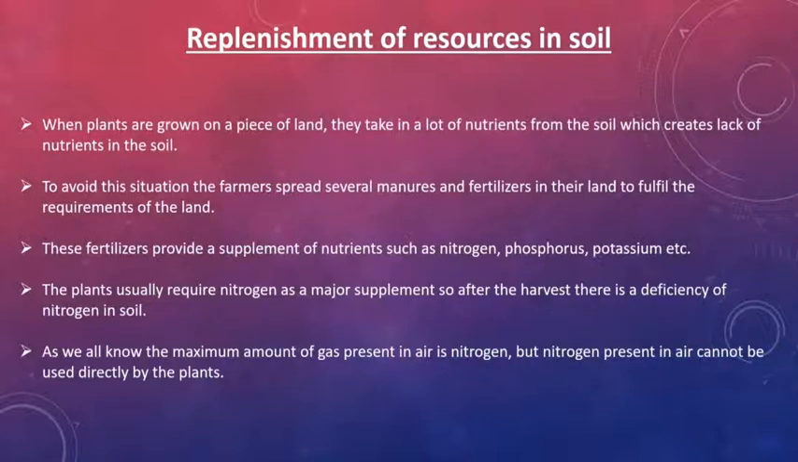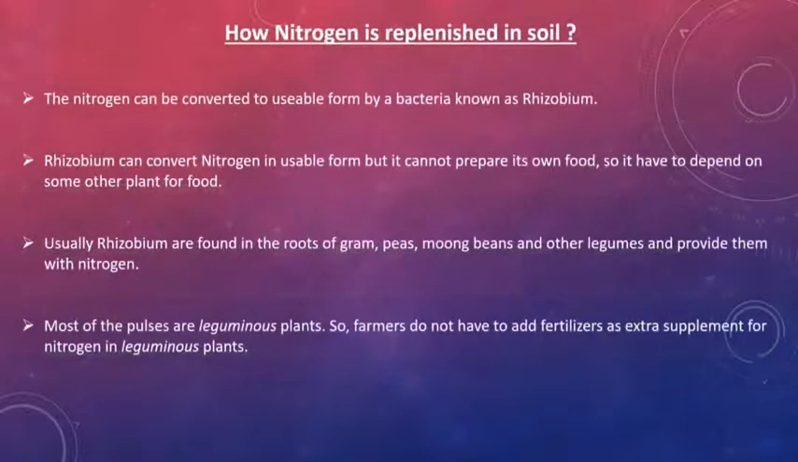As we all know, the maximum amount of gas present in air is nitrogen. But nitrogen present in air cannot be used directly by the plants. So how is nitrogen replenished in soil? The nitrogen can be converted to usable form by a bacteria known as rhizobium. Rhizobium can convert nitrogen into usable form, but it cannot prepare its own food. So it has to depend on some other plants for its own food.